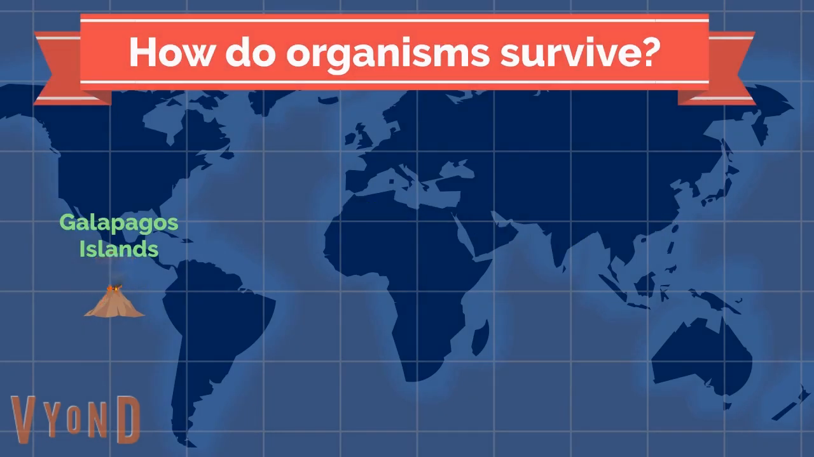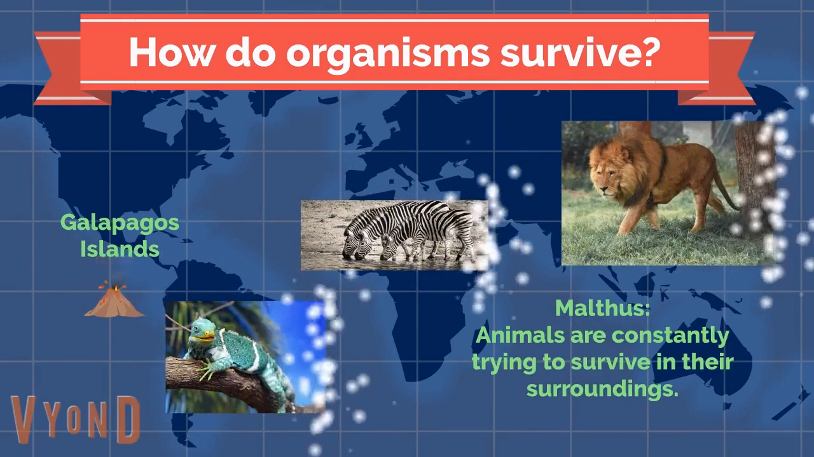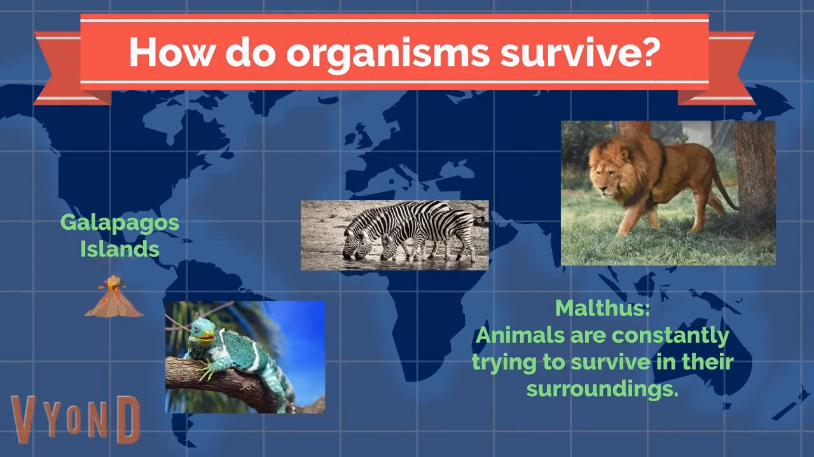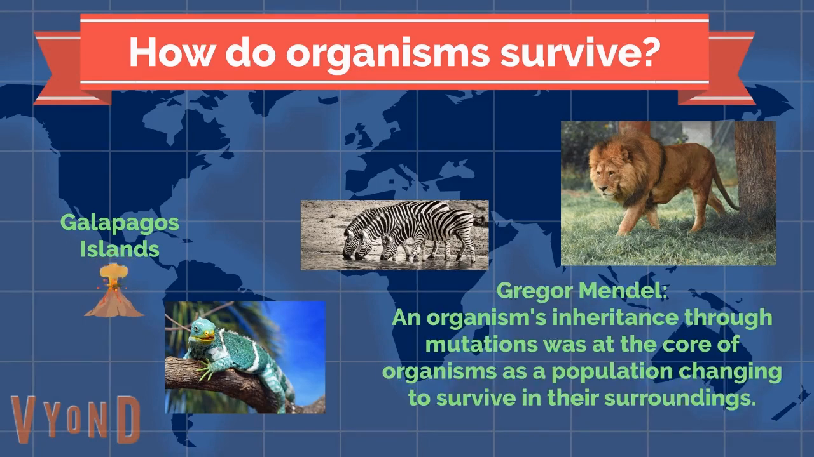Charles Darwin started to see the world as a stage for competition and survival of plants and animals, on display all over the world today. He knew that Malthus may be correct, that animals are constantly trying to survive in their surroundings. What he didn't know was the concept that would later be discovered by Gregor Mendel, that an organism's inheritance through mutations was at the core of organisms as a population changing to survive in their surroundings.